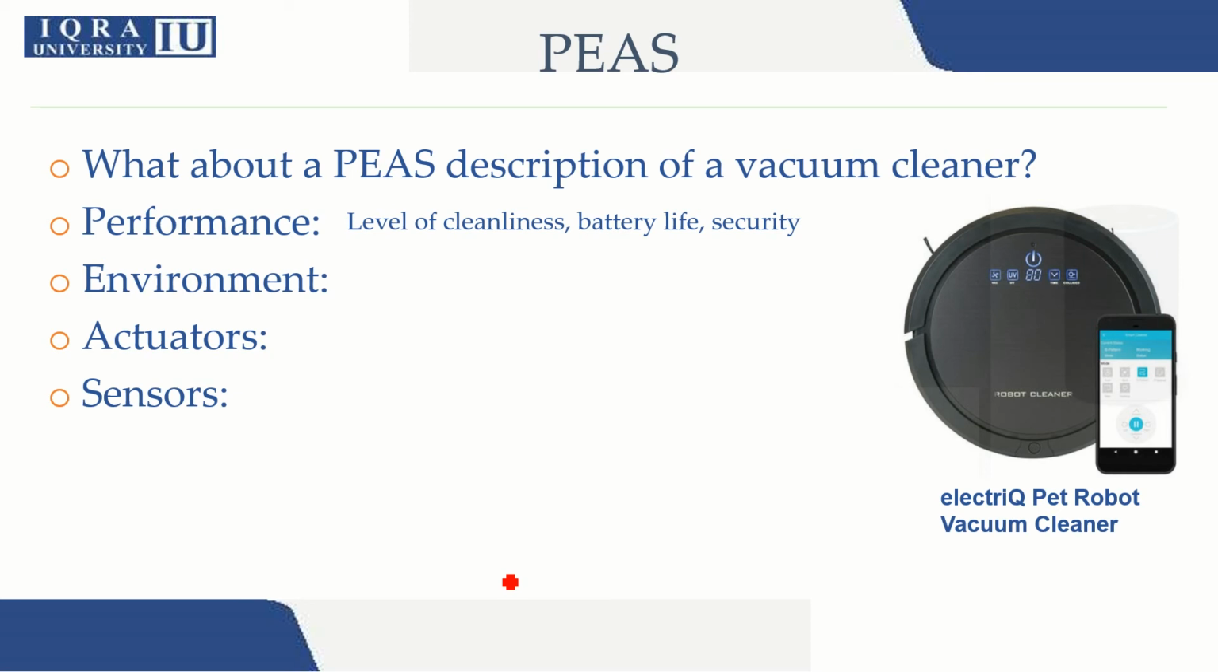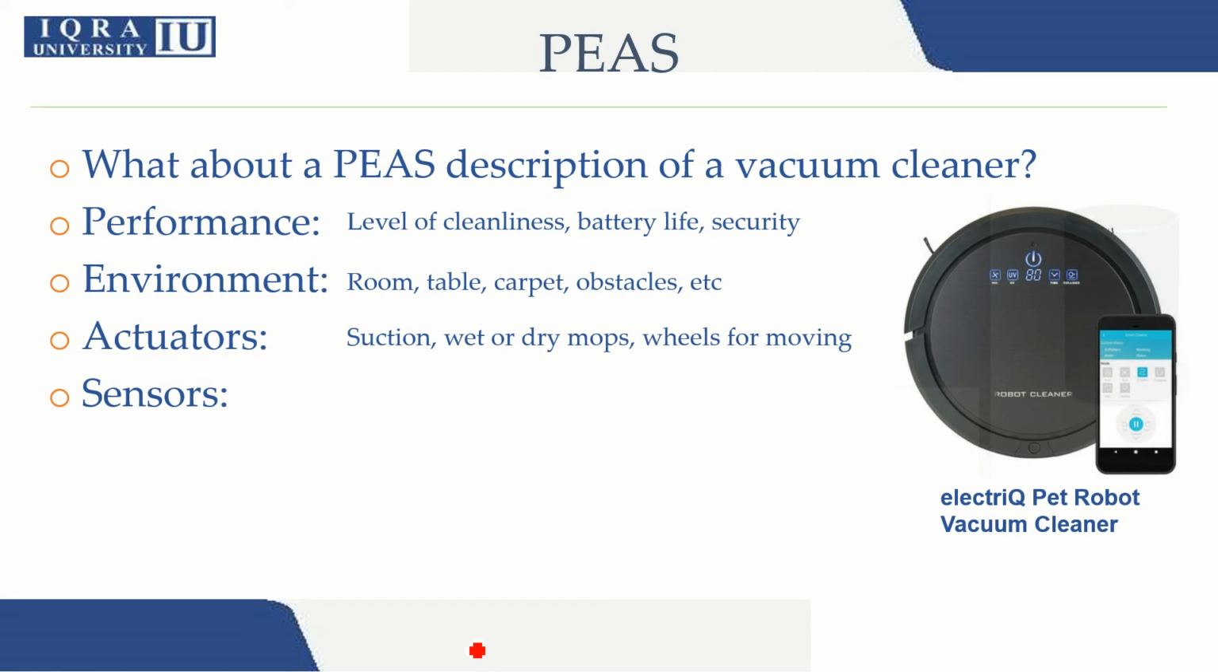Then the environment is basically a particular room, table, marble floors, carpet, obstacles, and so on. And what are the actuators? You can suck the dirt, wet or dry mop, wheels for moving, and so on. And what could be the sensors? Sensors could be gyro sensors to help it balance itself, maybe a camera, an obstacle sensor, a wall sensor, and many other sensors, maybe a wetness sensor for mopping, a dirt sensor to sense that, and so on.